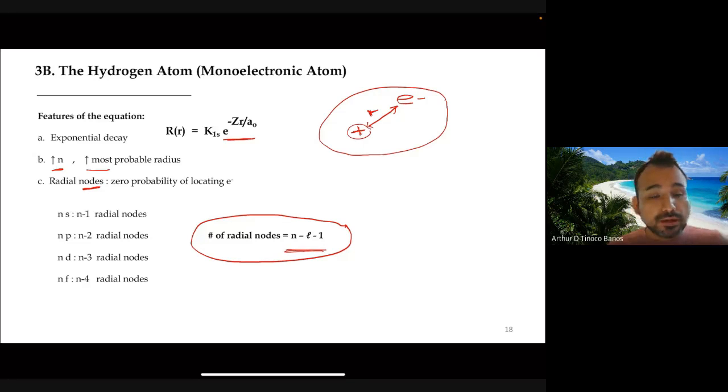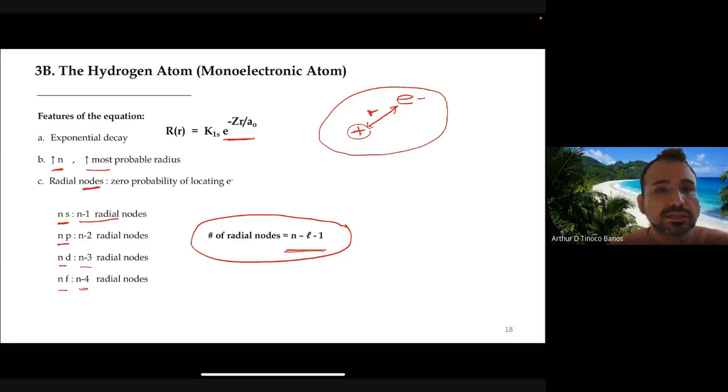So you can simplify this. For instance, if you have an electron within the ns orbital, well then, if you're applying this equation, that would be n minus 1 radial nodes. If you're in the np orbital, well, that would be n minus 2 radial nodes. And how do I know that real quickly? Because I know the value of L based on the orbital type. nd, well, n minus 3 radial nodes. nf, n minus 4 radial nodes.